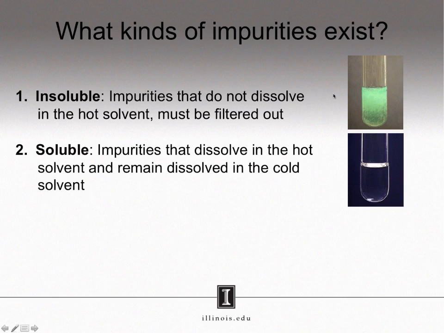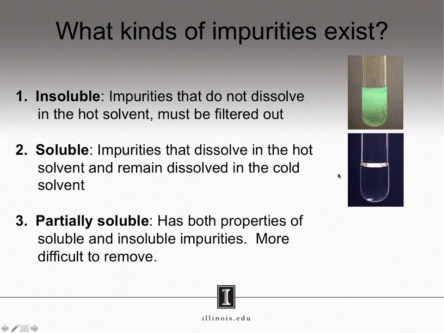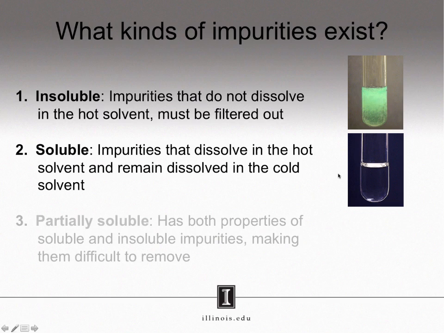A soluble impurity is an impurity that dissolves in the hot solvent and is still dissolved when the solvent is cold. Here on the right, we see a test tube containing a solution that clearly has no solid in it. In other words, everything in here is dissolved, is soluble. Finally, you can have partially soluble impurities. These partially soluble impurities are a sort of middle ground between soluble and insoluble. Because of this, they are often difficult to remove. For this course, you should concern yourself primarily with insoluble impurities and soluble impurities.